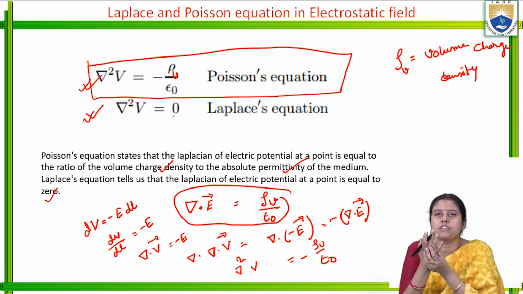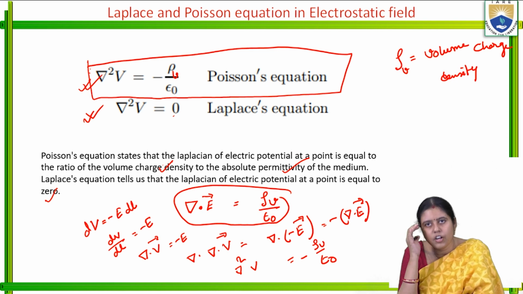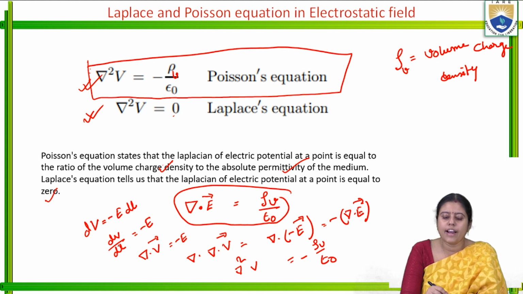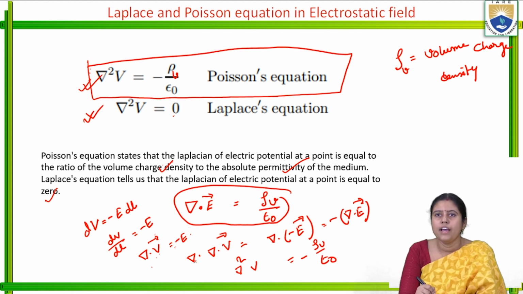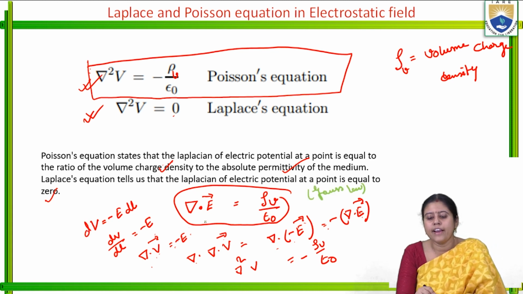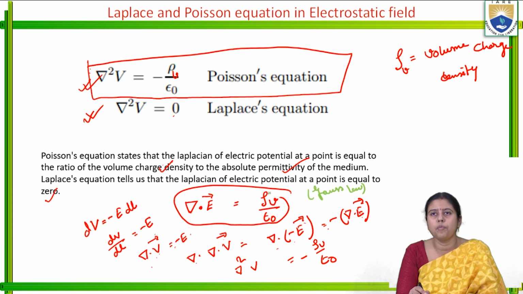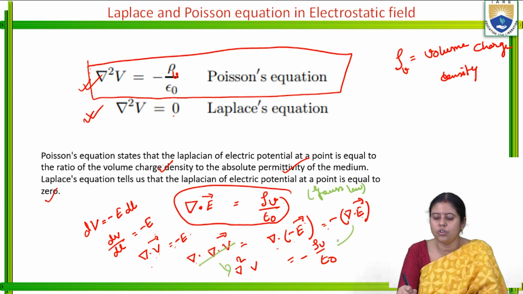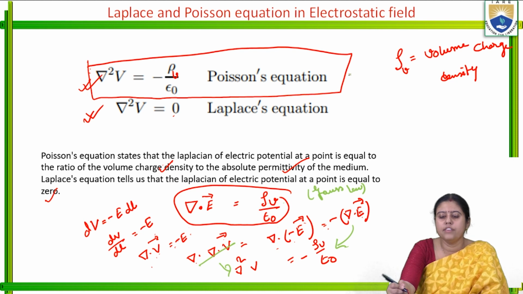So how can we get the Poisson's equation? We know the potential V is equal to minus E dl. So dV by dl is equal to minus E. So dV by dl means grad V is equal to minus E. Now if we take the grad on both sides, grad dot grad V is equal to minus grad dot E. Now from the Gauss law, we can write grad dot E is equal to rho V by epsilon 0. So grad square V is equal to minus rho V by epsilon, and this is the Poisson's equation.